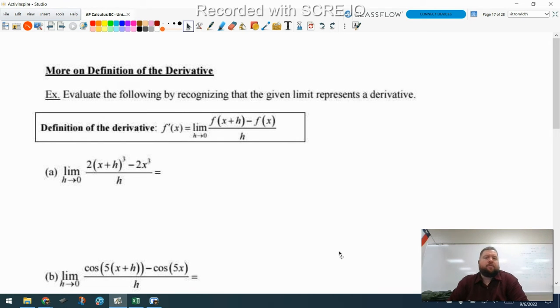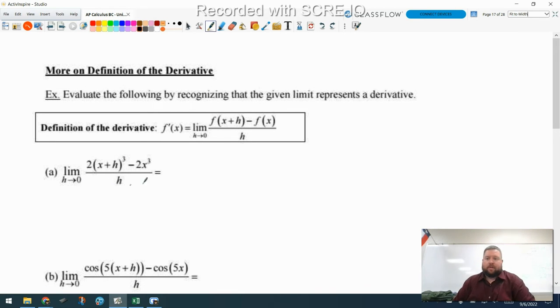So now that we know some derivative rules, we are not going to go through that whole process where we multiply this all out and cancel stuff until we are able to plug in zero. We can certainly do that, but that is not what these are intended to be. These are intended to recognize that it's in the form of the definition of derivative. These are most likely how the questions will be asked on the AP exam.